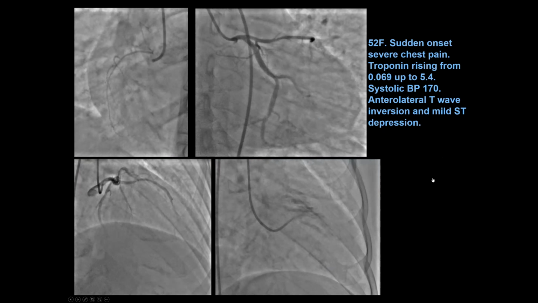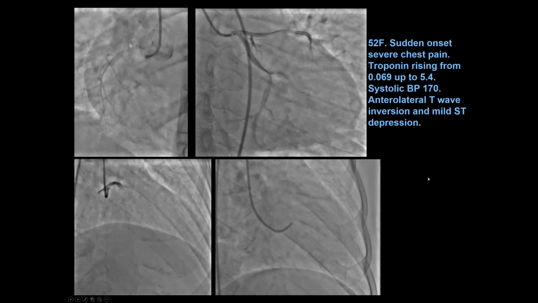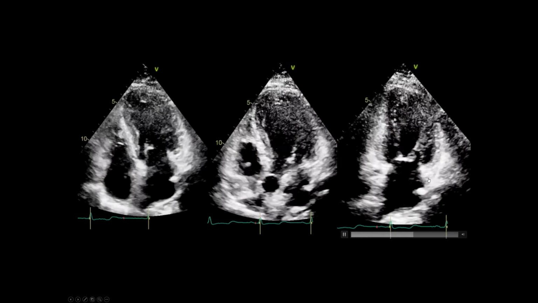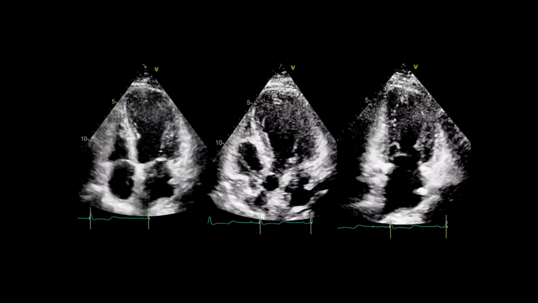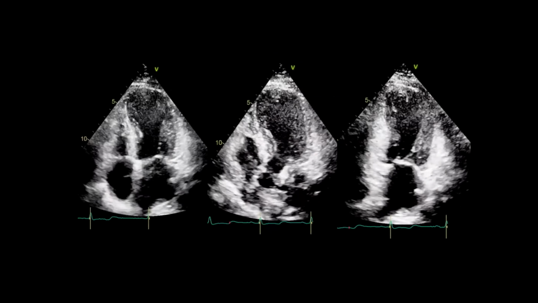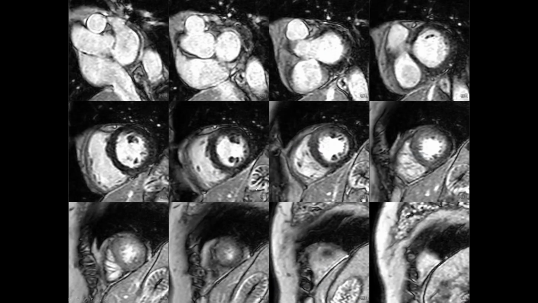Here's a patient with sudden onset severe chest pain and elevated troponins, with normal coronary arteries on angio. The patient, as you can see here, has dilation or hypokinesia to akinesia of the apical segments. So, takotsubo cardiomyopathy. And on the late gadolinium enhancement images, we can see that there is increased signal towards the apex, whereas the base is black, the apex is gray, and you can see that going from base to apex again.